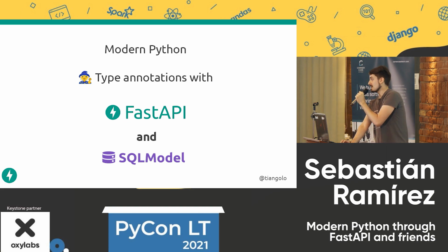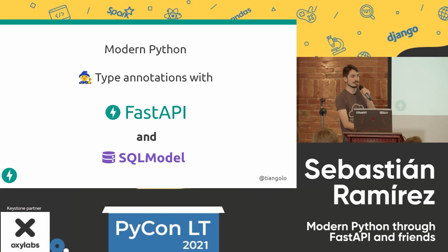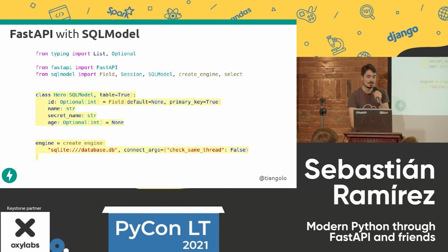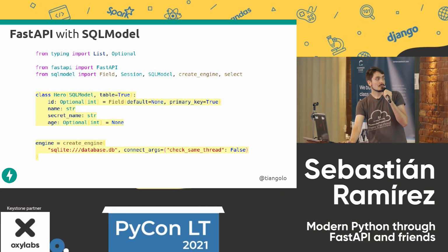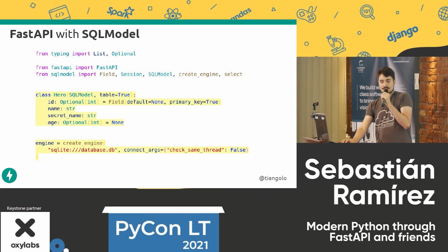Now, we can use the same type annotations to combine FastAPI with SQLModel to interact with databases and build a web API that communicates with a database. So SQLModel is based on SQLAlchemy and Pydantic. So we can declare this model. This is equivalent to a Pydantic model and equivalent to a SQLAlchemy model at the same time. We are saying, hey, this is a primary key, the name should be a string, the secret name should be a string too, and age is an optional integer that by default is None. Then we just create an engine. In this case, this is a SQLite engine.